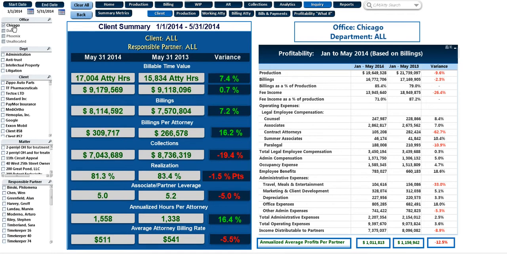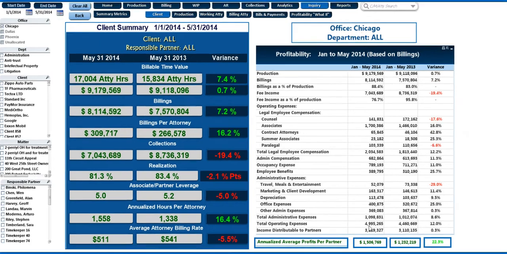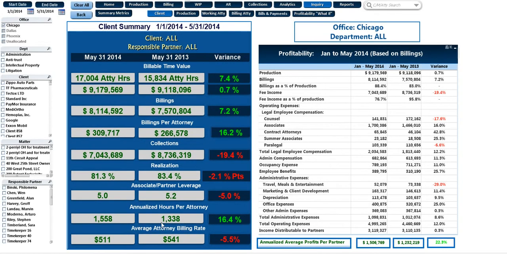Let's look at the Chicago office of this firm. Clicking on Chicago, everything in the application is now filtered to show only the collective results of the Chicago office. You can see that for the period selected, January through May, the office generated, based on billings and related accrual expenses, distributable income of $3.1 million and an annualized profit per partner of a bit over $1.5 million. That, of course, is substantially better than the firm average of just $1 million that we saw before.